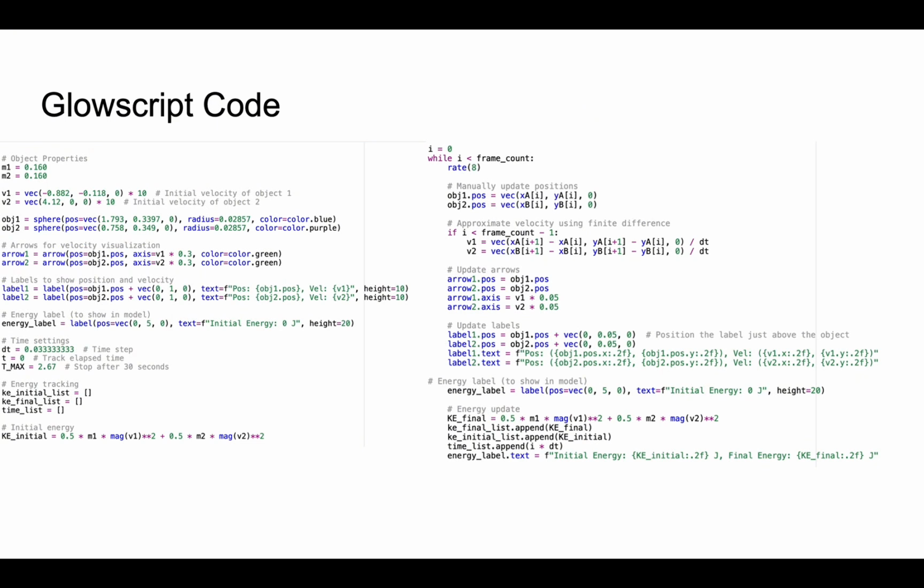And then we have the while loop that updates the position and the velocity as well. We also have an energy update, and an optional energy label that shows the total energy lost. Unfortunately, this lab didn't really work too well.